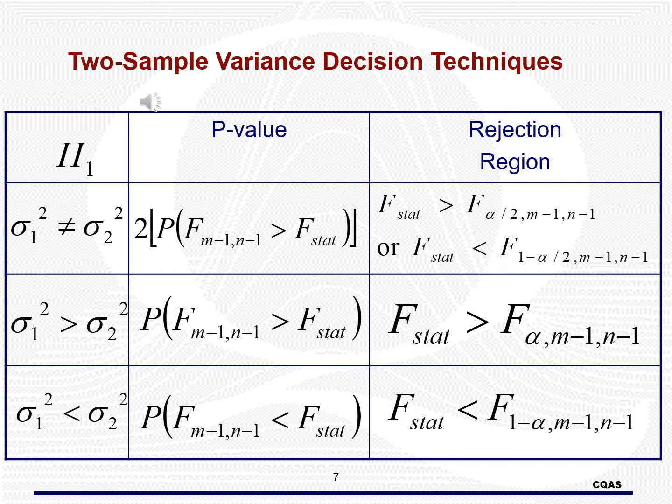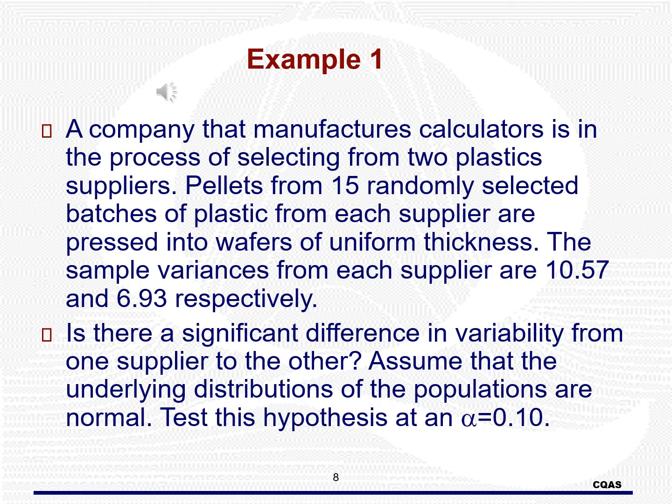Now let's look at an example. Here we have a problem where a company would like to compare supplier thickness variances. They would like to know if there is a difference in the variances. Usually this kind of thing is done when a company may want to switch suppliers and would like to see if one is any different from another.